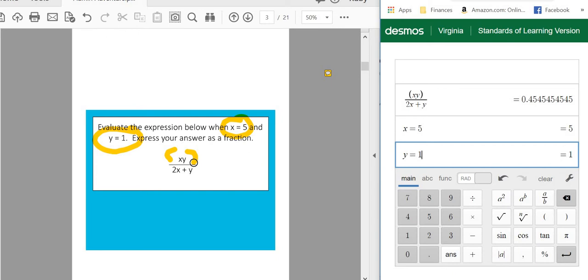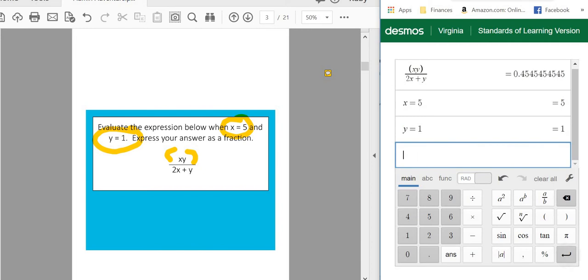Now, it wants your answer as a fraction, which makes things a little bit different. We have it here as a decimal. So if you are able to change that back to a fraction, you can. But I can also show you a way that you can make it work in both situations where you can go ahead and put it as a fraction.